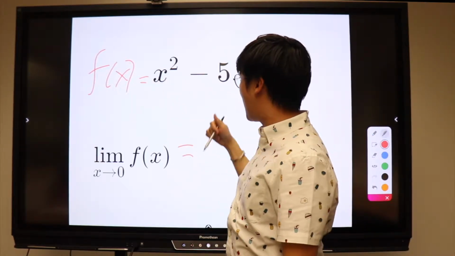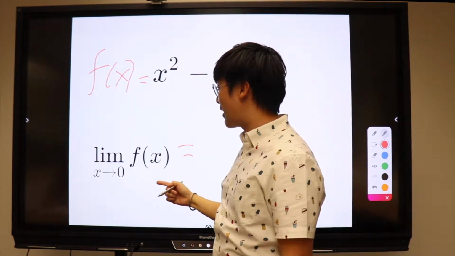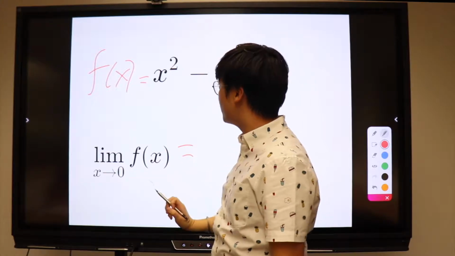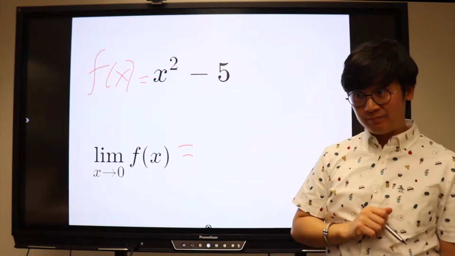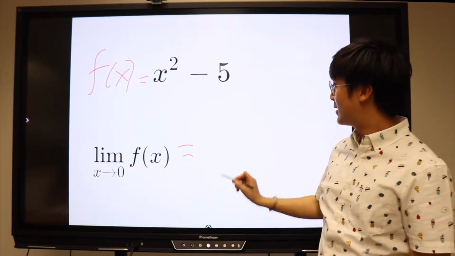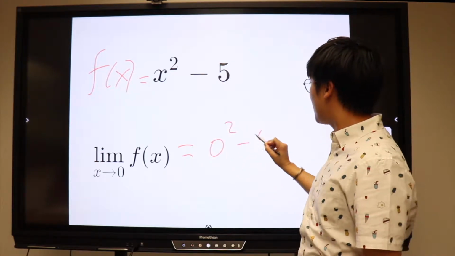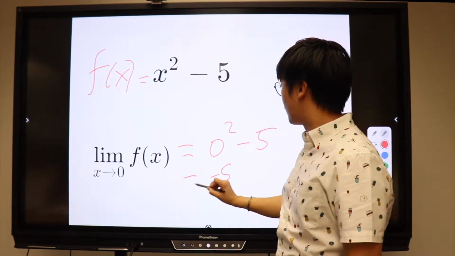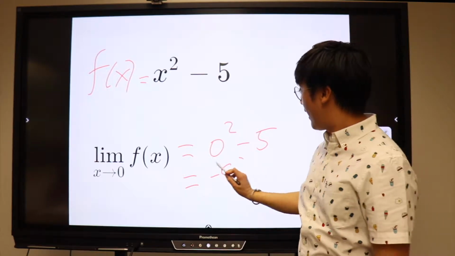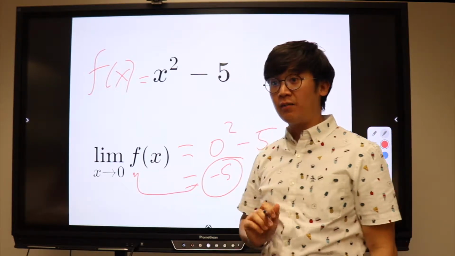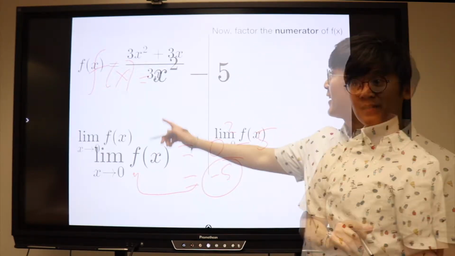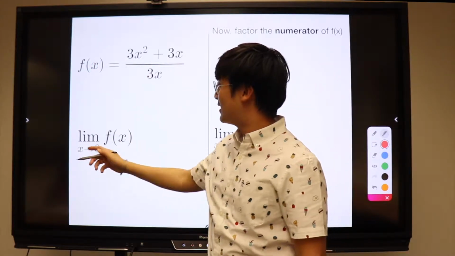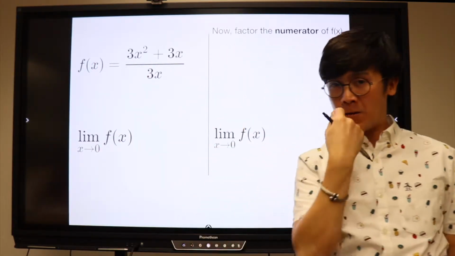If f of x is x squared minus 5 and you are supposed to find the limit of f of x as x approaches 0, can you solve this now? Yes. By substitution, you'll be able to solve it. And this is the value of the limit. Can you please solve this as x approaches 0?